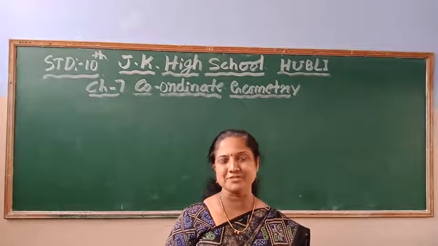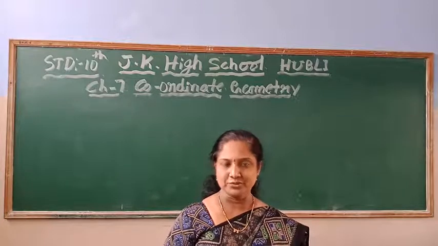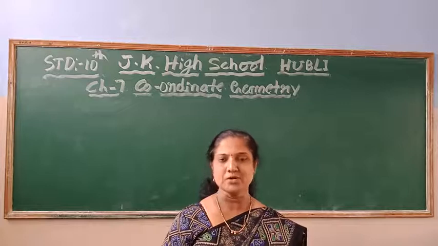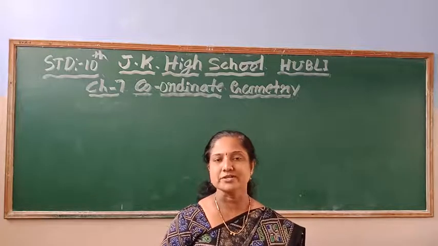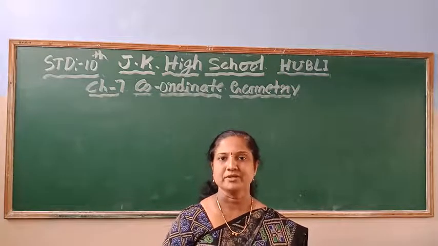I am going to continue chapter 7, coordinate geometry. Already we know that by using the distance formula we can find the distance between any two coordinates. That is, d is equal to square root of (x2 minus x1) whole square plus (y2 minus y1) whole square.